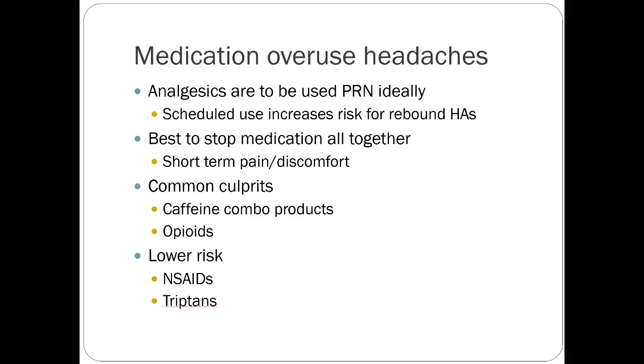Medication overuse headaches most commonly are from caffeine or opioids. NSAIDs and triptans don't have a huge association with this, which is another reason why we like to use them for headaches versus these types of products. But really, stopping the medication and getting them onto a different one for their migraine is going to be the ideal treatment here.